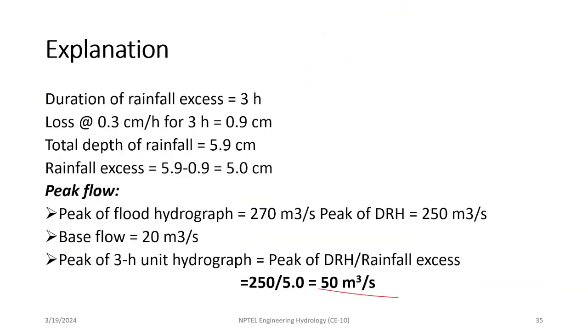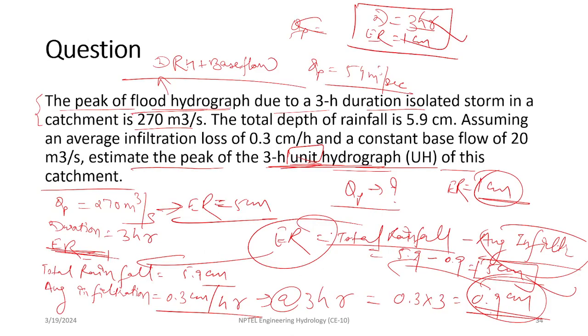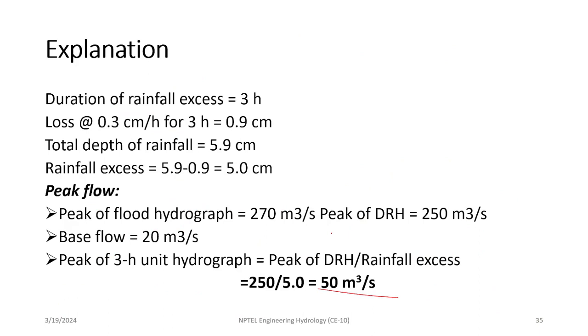Okay, so I guess Balamurugan also got it. Ashish, you can confirm. Yeah, he got 50, 50 meter cube per second. 50 only. Maybe he also substituted 250. How much was there? No, 270. No, you correct. He minus 20 also.